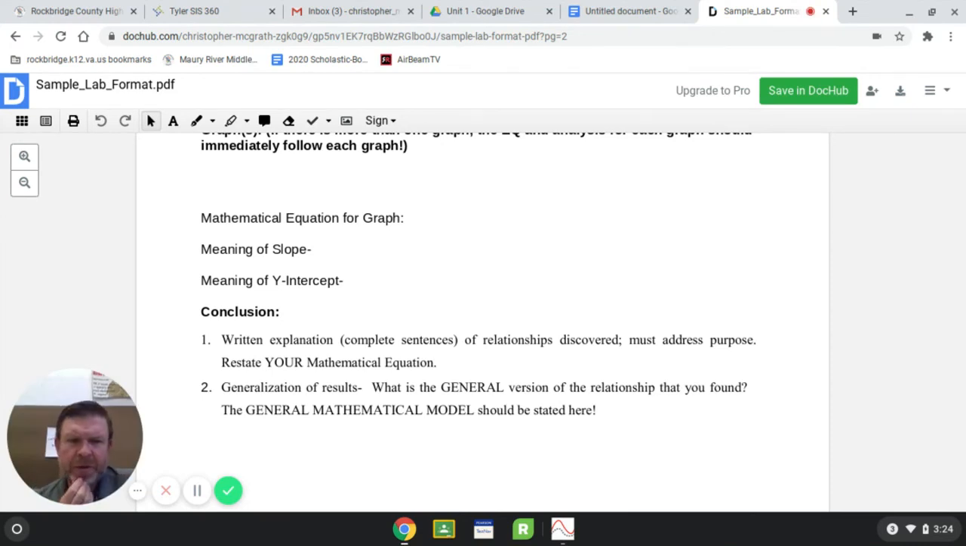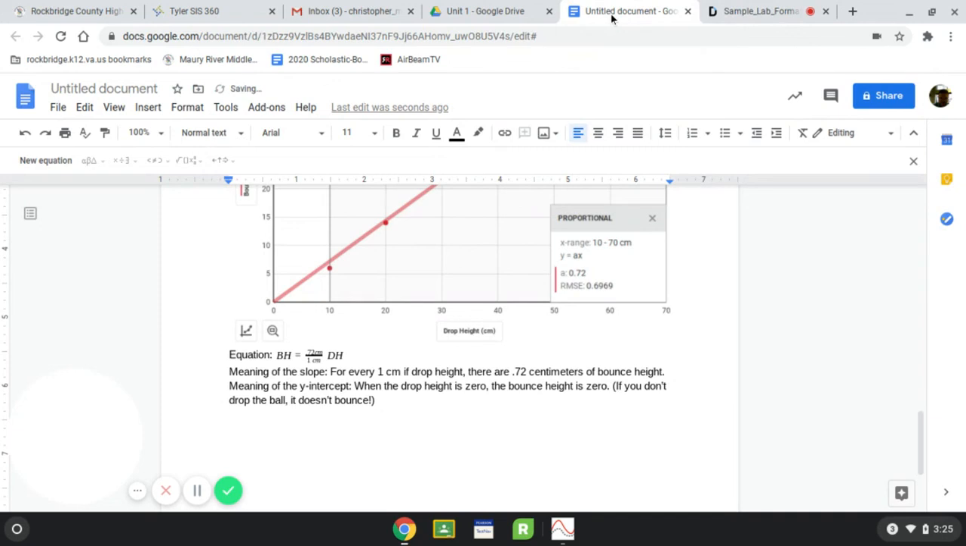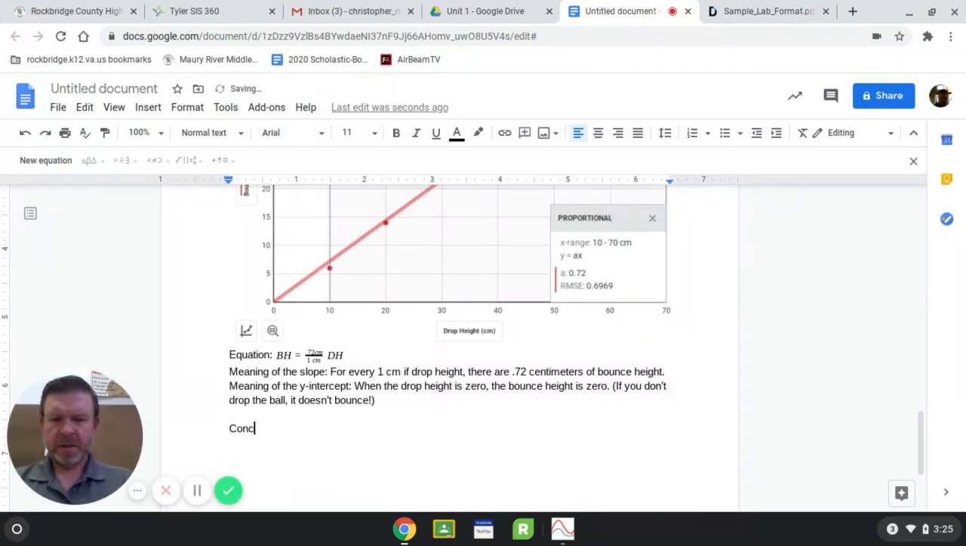All right. And I think the last thing for us to do is our conclusion. So conclusion, it looks like we want to do 2 parts here. You can number them 1, 2 like this, or you can put it all together if you want to. I suggest that you number them and do the 2 parts of it, or 2 little paragraphs. So part 1, written explanation in complete sentences of relationships discovered. It must address the purpose, and you have to restate your mathematical equation. So let's see if we can do some version of that.